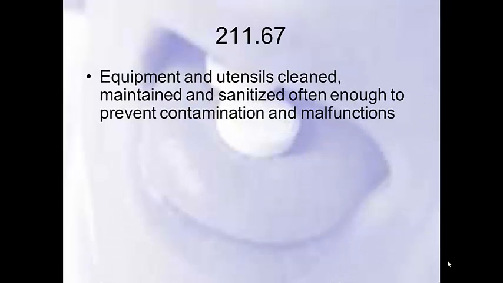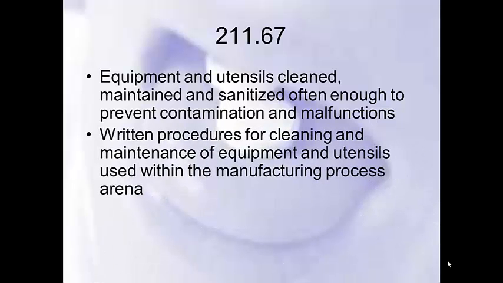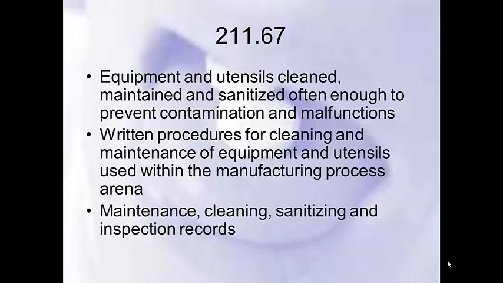67. Equipment and utensils cleaned, maintained, sanitized often enough to prevent contamination and malfunctions. Written procedures for cleaning and maintenance of equipment and utensils used within the manufacturing process area. Make sure you have written procedures on how to keep those things clean and in control. Maintenance, cleaning, sanitizing, and inspection records, you have to keep those.